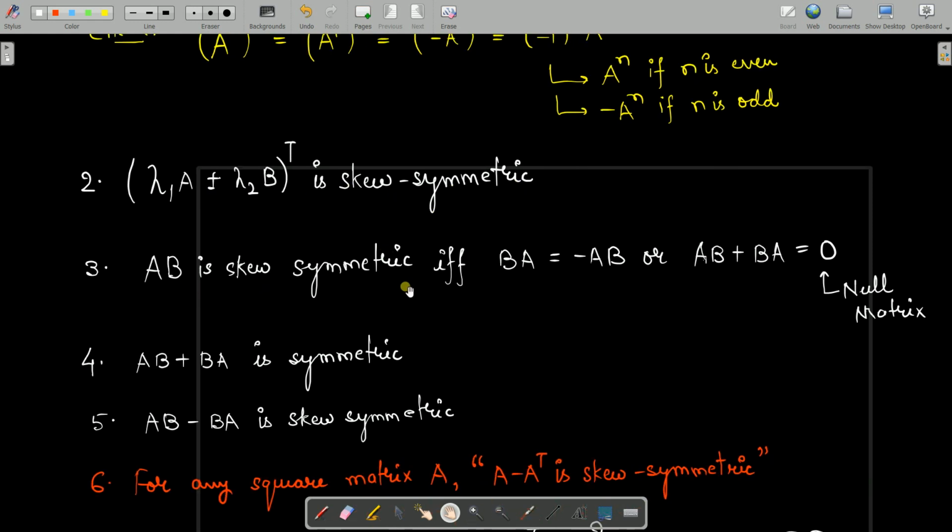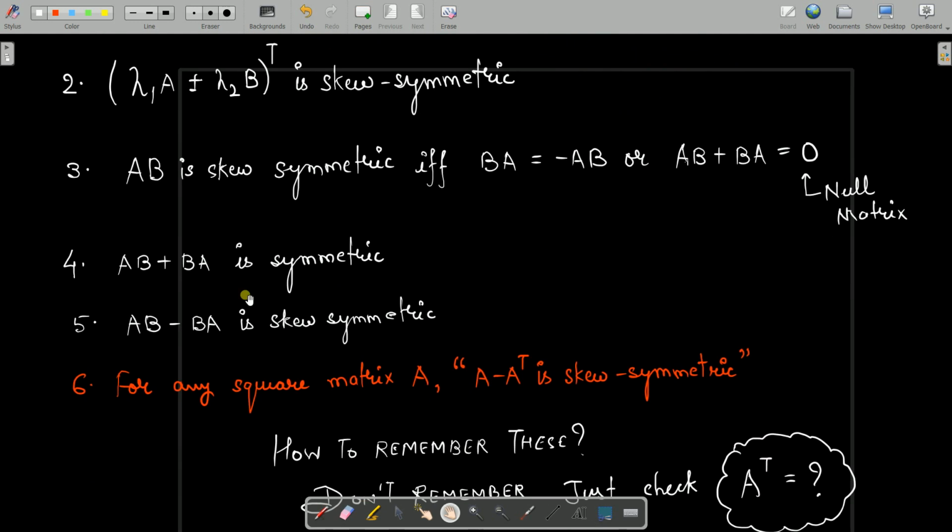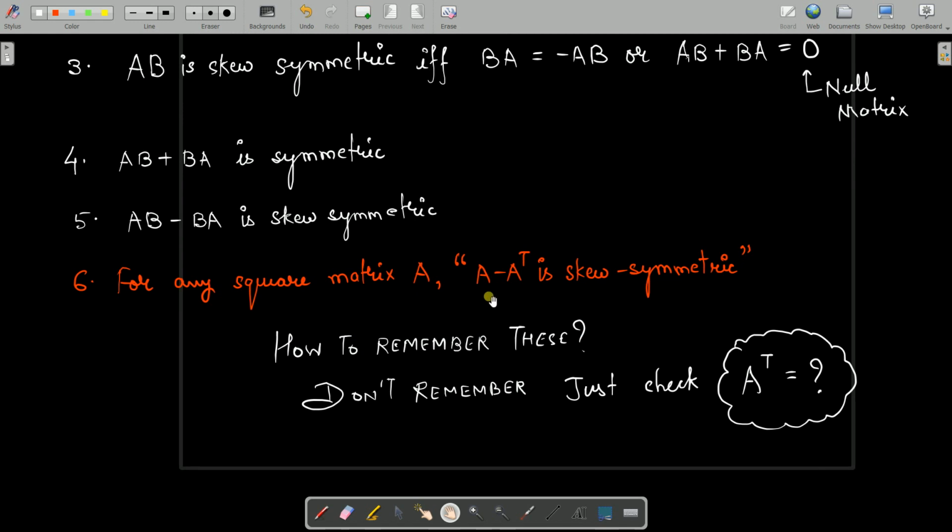AB is skew symmetric if BA equals minus AB, or AB plus BA equals 0, which is a null matrix. Now AB plus BA is symmetric, and AB minus BA is skew symmetric. And for any square matrix, A minus A transpose is always skew symmetric.